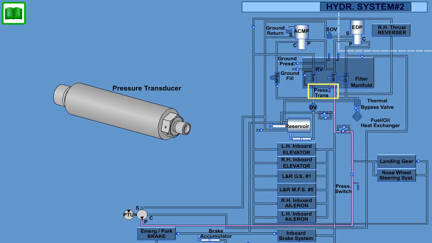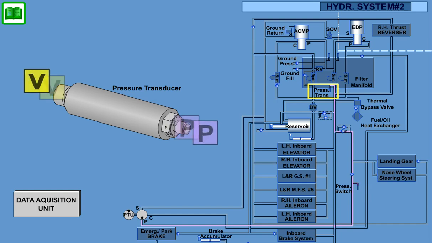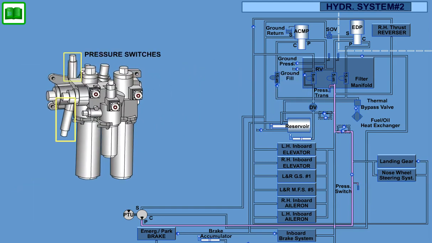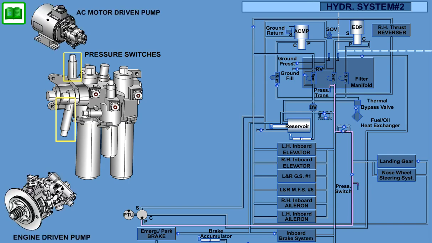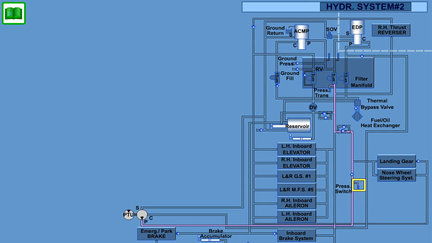A strain gauge type pressure transducer is located on each filter manifold assembly to monitor system pressure. It generates a voltage signal proportional to the applied pressure, and the transducer contains its own electronics to amplify the output of the strain gauge to a level acceptable to the data acquisition unit. 2 pressure switches located on each filter manifold assembly monitor the pressure output from the 2 pumps connected to each manifold. A separate pressure switch monitors the operation of the PTU.